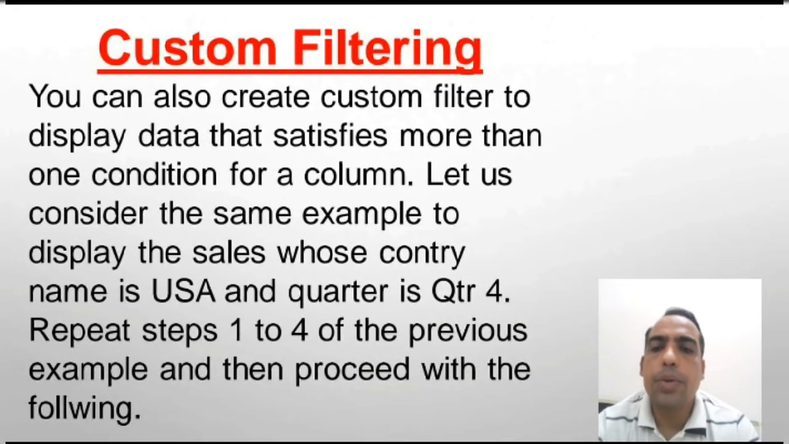Now I will explain the concept of custom filtering. You can also create a custom filter to display data that satisfy more than one condition for a column. Let us consider the same example to display the sales whose country name is USA and quarter is quarter 4. First of all, you have to repeat steps 1 to 4 of the previous example and then proceed with the following steps.